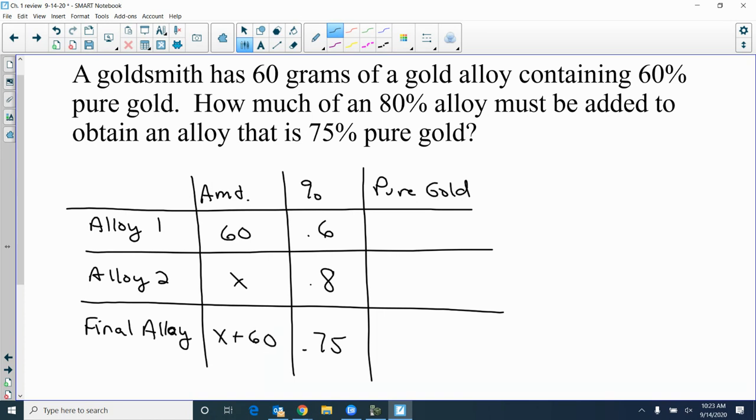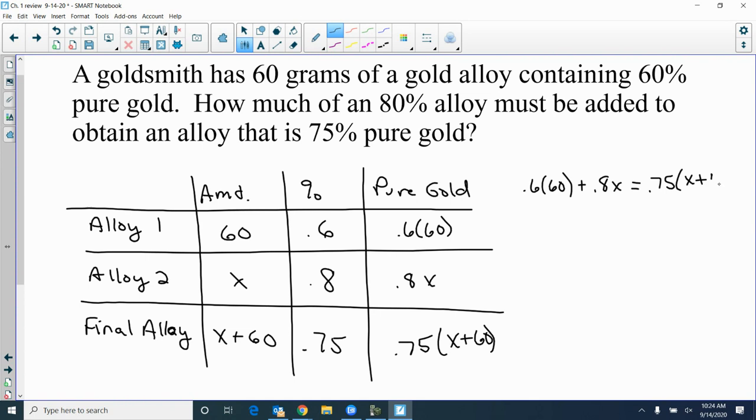Now the pure gold is always percent times amount. We've been harping on that a lot: percent times amount. 0.6 times 60, 0.8 times X, and this is 0.75 times X plus 60. This is where we get our equation, that last column. 0.6 times 60 plus 0.8 times X equals 0.75 times X plus 60.